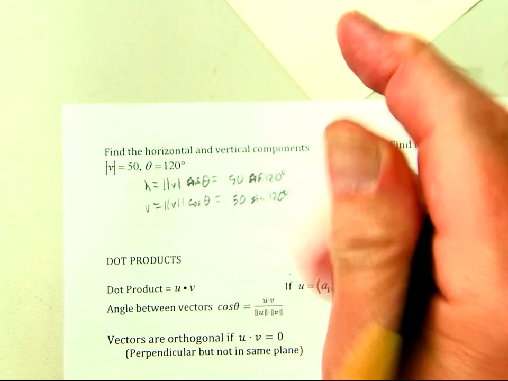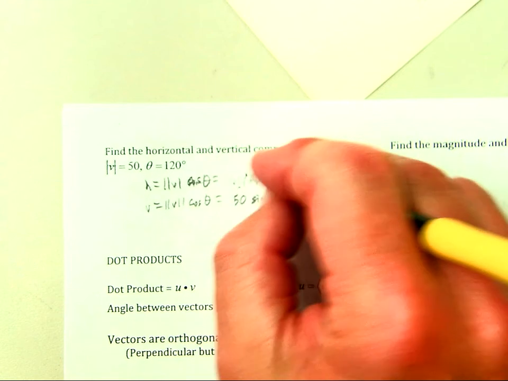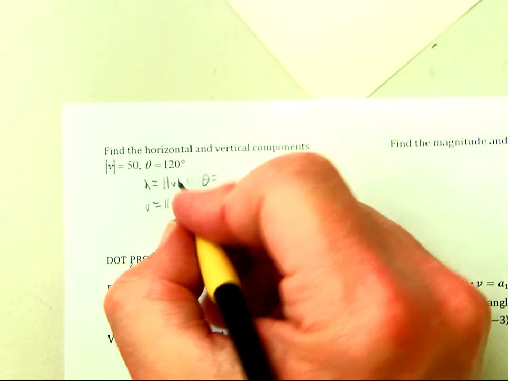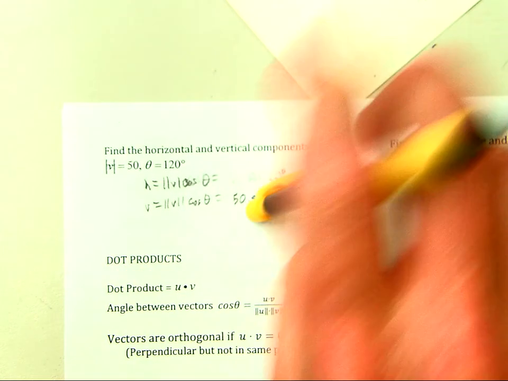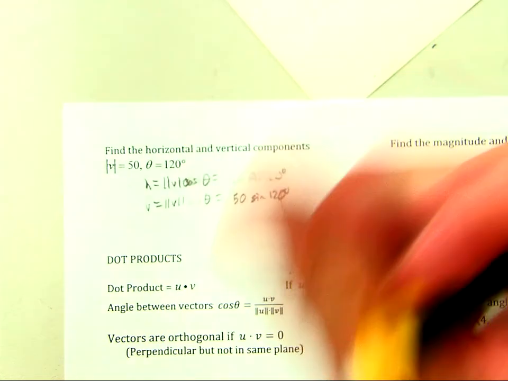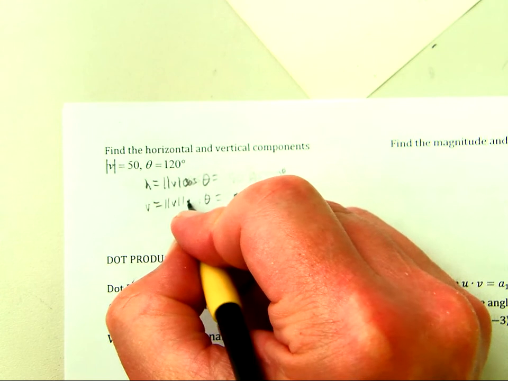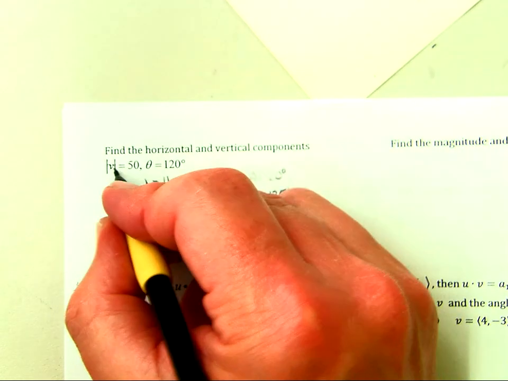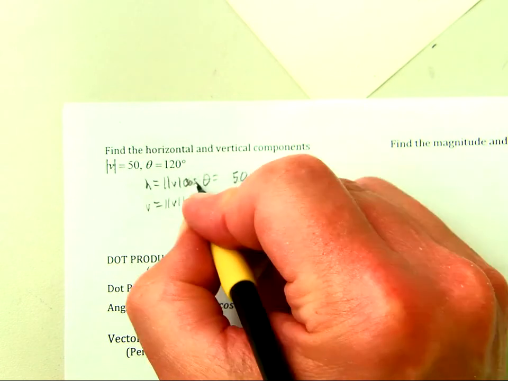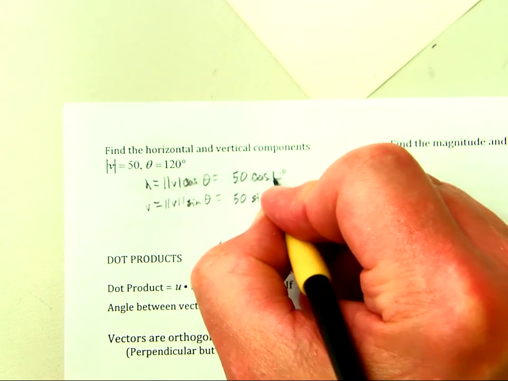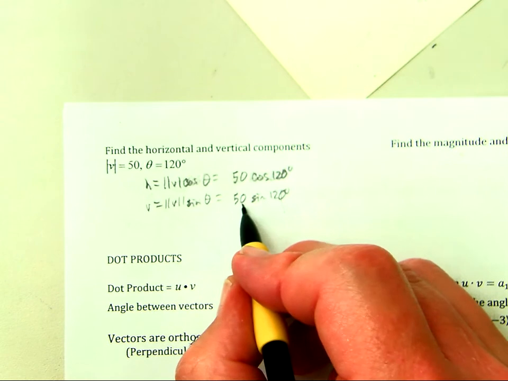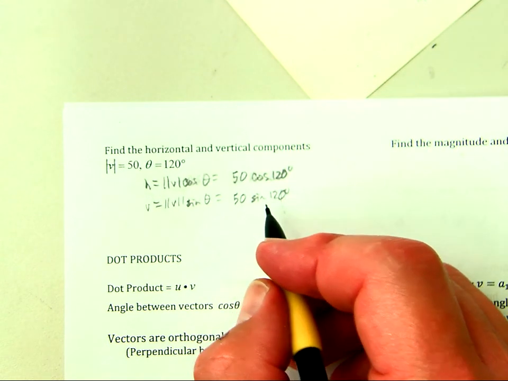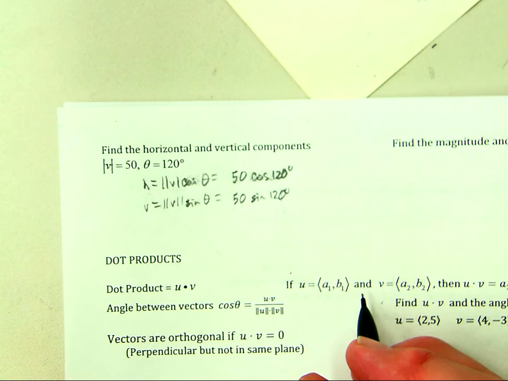Let me go back over that again. I got ahead of myself. Remember, the horizontal component is the magnitude times the cosine of theta, and the vertical component is the magnitude times the sine of theta. So the horizontal component here would be 50 times the cosine of 120. The vertical component would be 50 times the sine of 120. You could do this with a calculator or by hand.